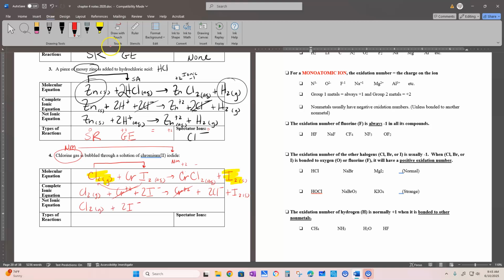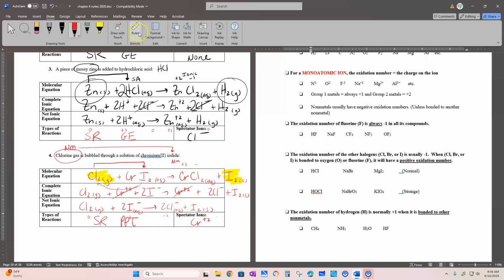Same thing here when you're checking your charges. Iodine looks like it's -1, but remember 2 times -1, it's really 2 here, and that's a 0. My 2 chlorine, same thing, 2 times -1 is 2, and then my diatomic iodine. So automatically single replacement. I'm going to get some precipitate. And then my spectator was the chromium.